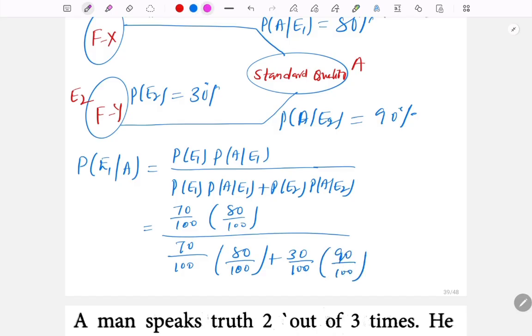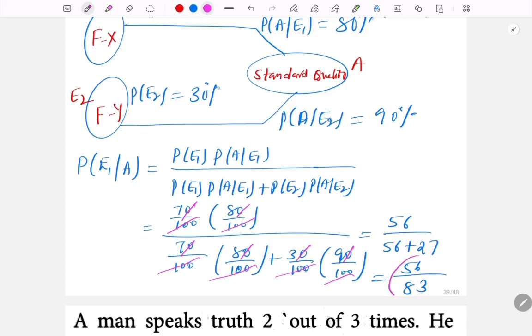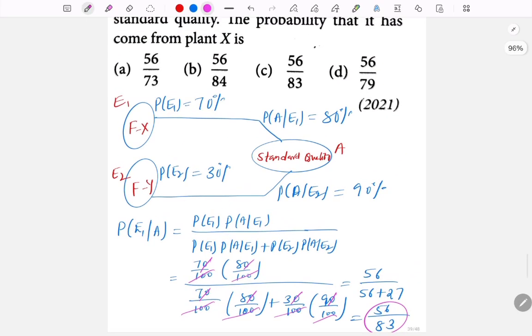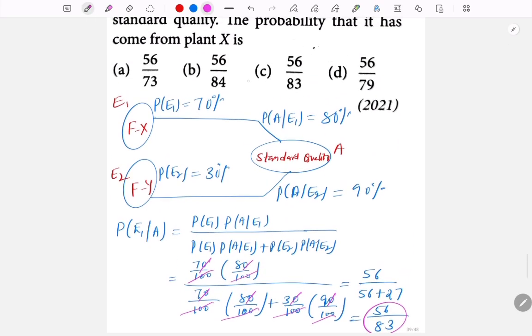How to do very easy calculations here? 100, 100, 100 is common in all. Is there any other simple calculation? And also what are the simple cancellations? 0, 0, 0, 0 and 0, 0. Here it is 0, right? Cancel 0. Then what is remaining here? 7 8 is 56. Coming to 9, it is 7 8 56 plus 3 9 27. It is simply 56 by 56 plus 27. It is 83. So my final answer is 56 by 83. Now we will check 56 by 83. Yes, it is option C.